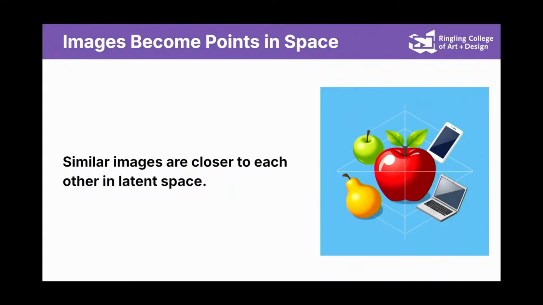So similar images are closer to each other in latent space. So a red apple might be close to a green apple, might be close to a pear, but also it doesn't know any other context. So it's also close to an iPhone from Apple and a laptop from Apple. But, confusingly enough, it might have a different understanding of the word apple in the context of computers versus apple in the context of fruit versus apple in the context of record labels, right? So it all gets complicated, but the important thing is that the similar things are close to each other in space. Are we with me?